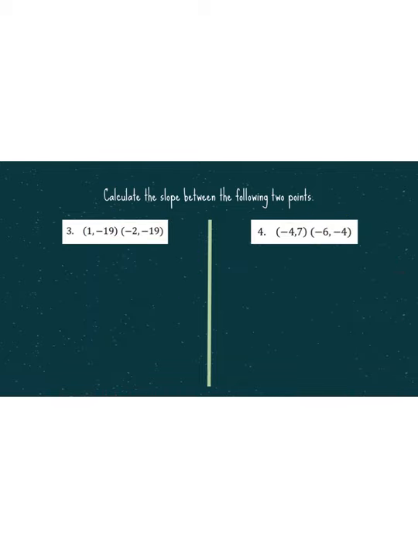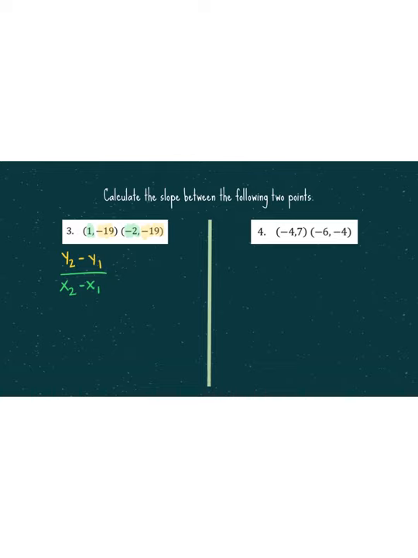So let's do the same with this next one. Right away, I know I need y2 minus y1. Remember, my y values are the second set. And I'm going to put that over x2 minus x1. And my x values are these first ones. So that one here and this one right there.